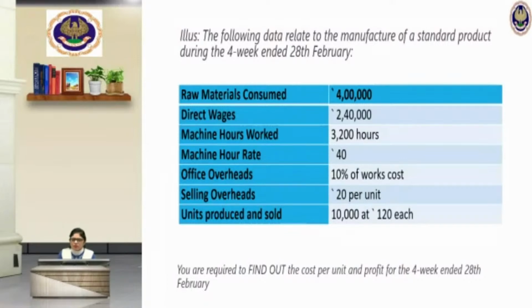Total units are already there. 10,000 units at 120 each. So this is the selling price. 120 each is the selling price per unit. 10,000 are the units. Clear? So units produced and sold, 10,000 are the units. So we have the total units. Units produced and sold, both are the same. That means there is no stock. All right. Units produced are equal to units sold. That means there is no stock. So 10,000 units, we have the total units.